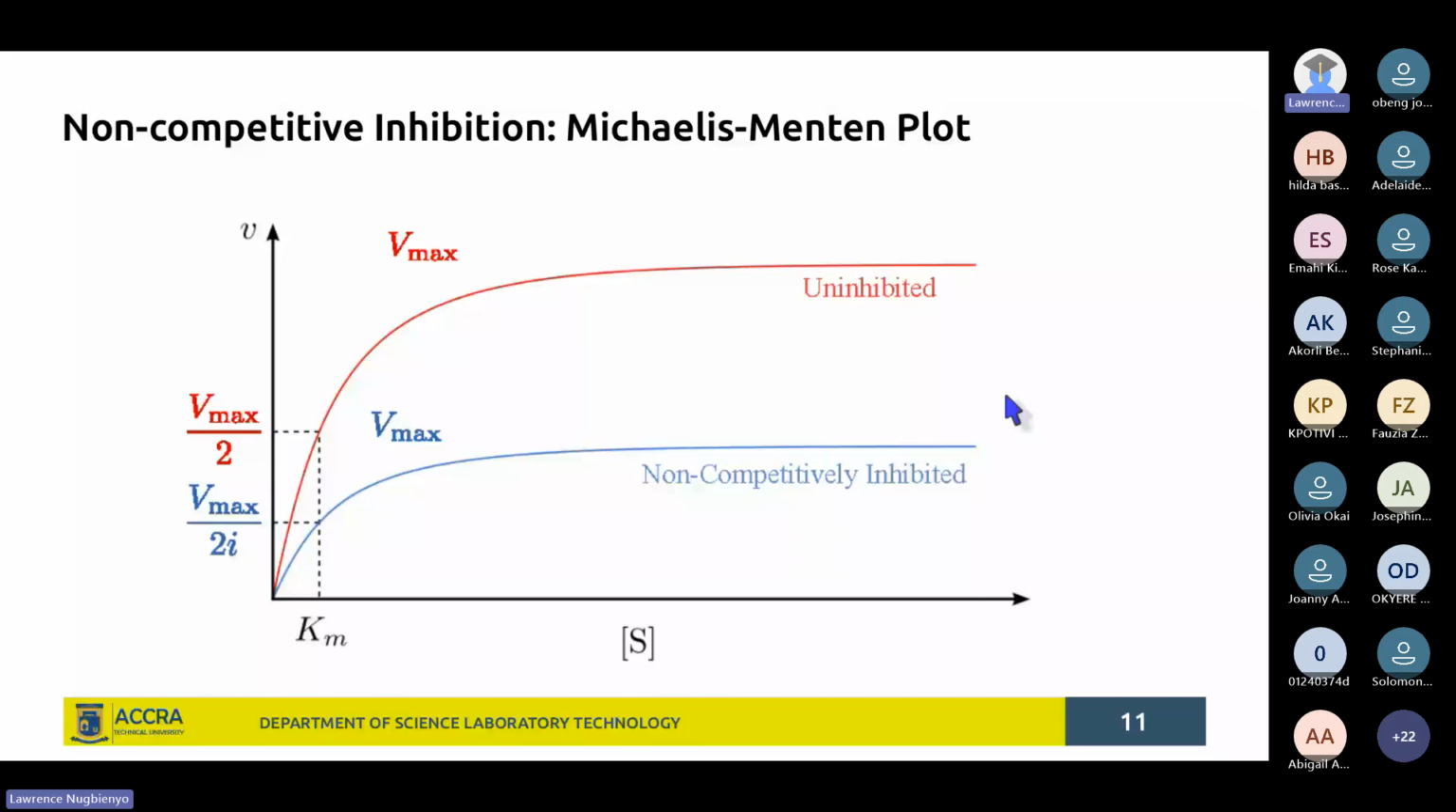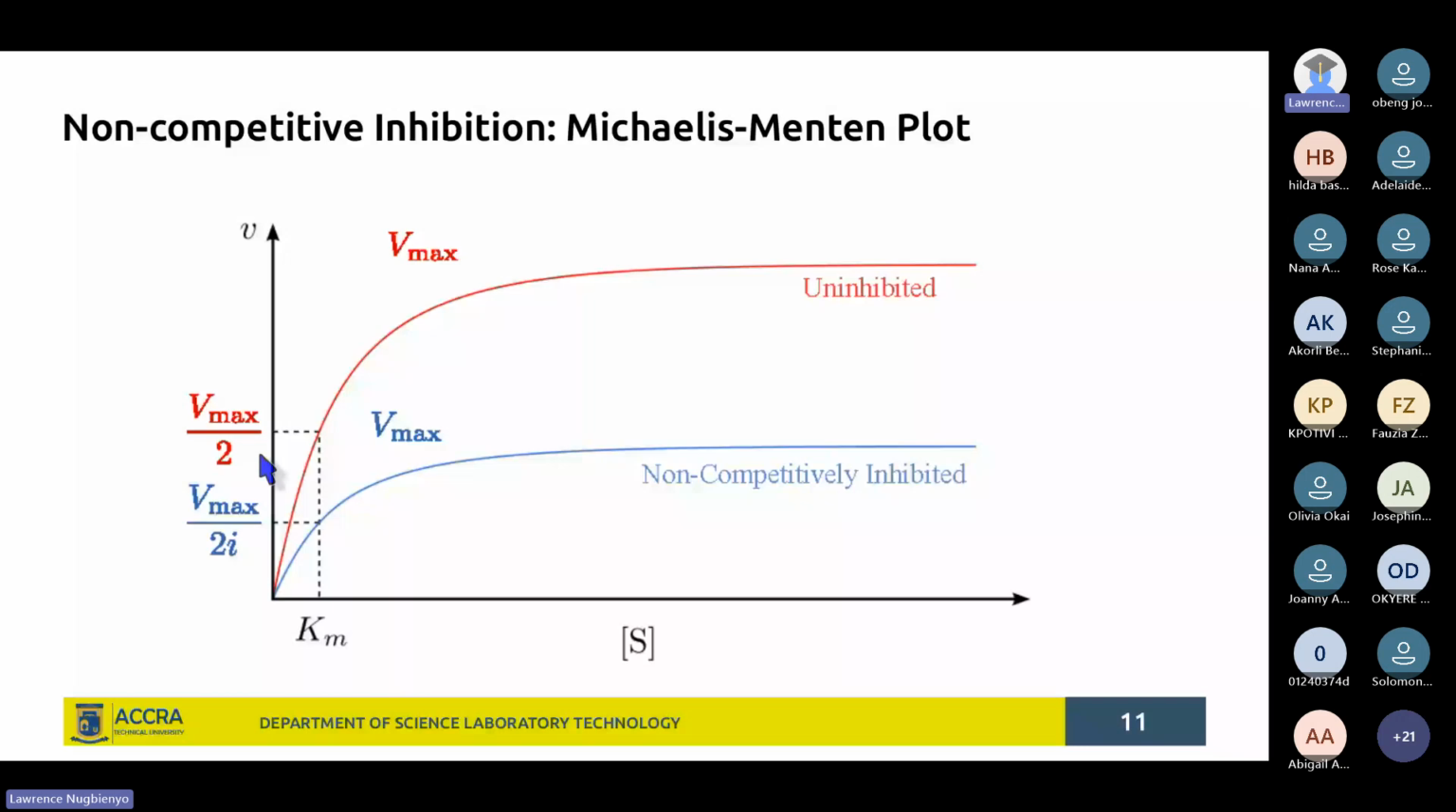And if the maximum rate of reaction is drastically reduced, then of course, half of the maximum rate of reaction will also be reduced. And so you see it here. For the uninhibited reaction, you have the maximum rate of reaction up there, written in red. And you have half of the maximum rate of reaction for the inhibited reaction in blue. You see it below there.